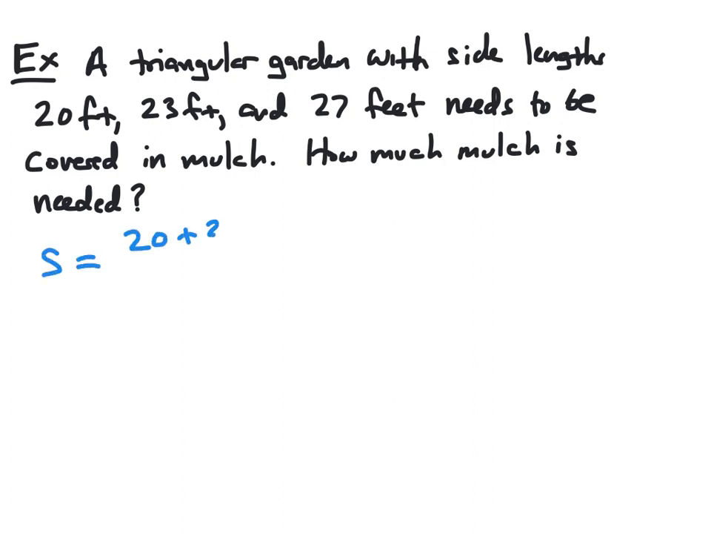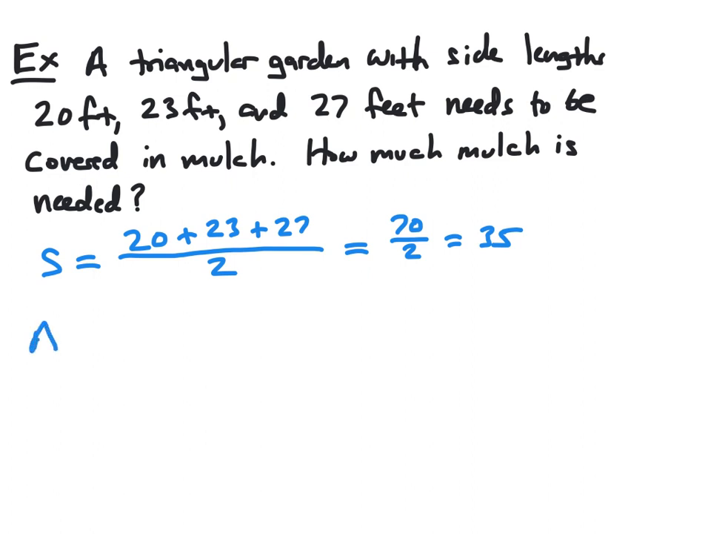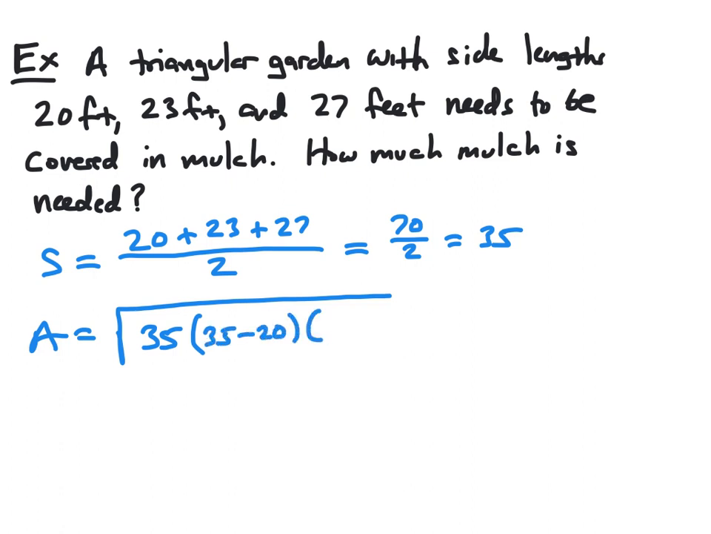So we add up our three side lengths of our triangle, 20 plus 23 plus 27, and divide that by 2. Our perimeter there looks to be 70, so we have 70 feet divided by 2, so our semi-perimeter will be 35 feet. Now using Heron's formula, our area will be the square root of our semi-perimeter, 35. And then the remaining factors will be 35 minus each of our side lengths. So 35 minus 20, 35 minus 23, and 35 minus 27.